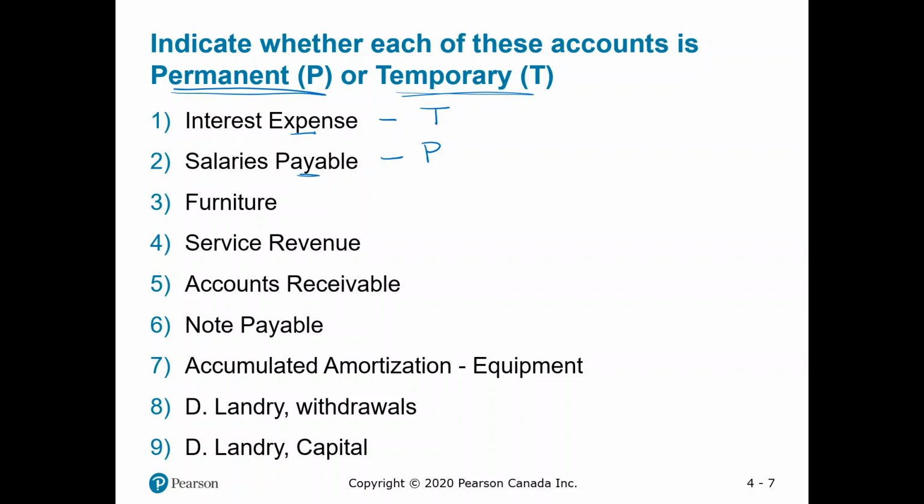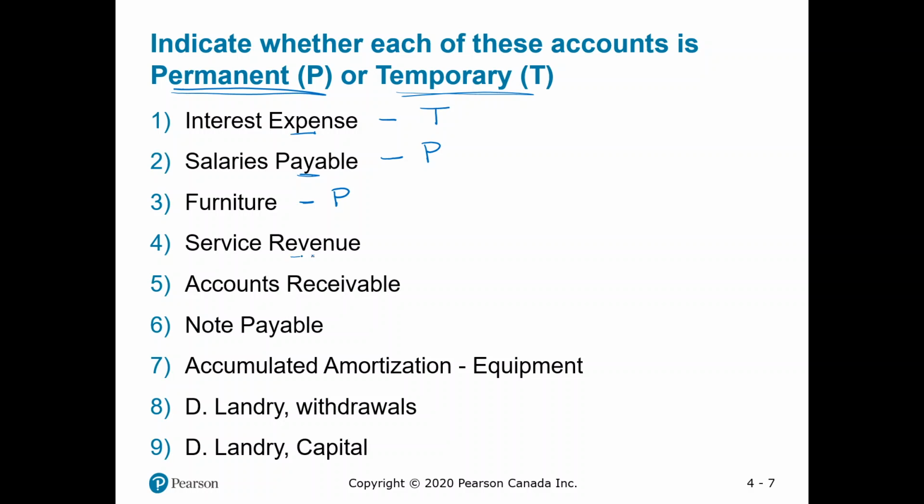Furniture is an asset. It's a long-term asset, part of property, plant, and equipment. This is also permanent. So again, if you think about furniture, just because the year ends, it's not like all of a sudden this furniture that you have disappears. No, it stays there. So you just carry that balance forward.